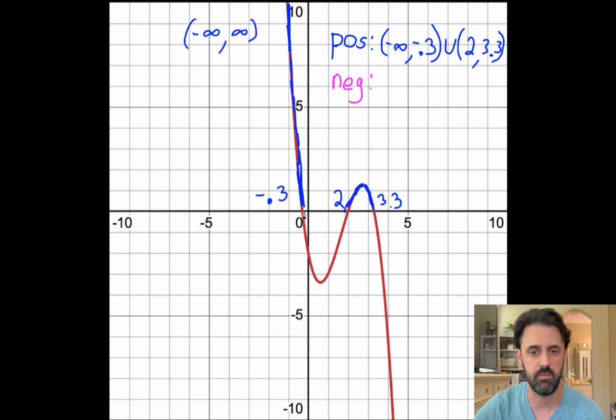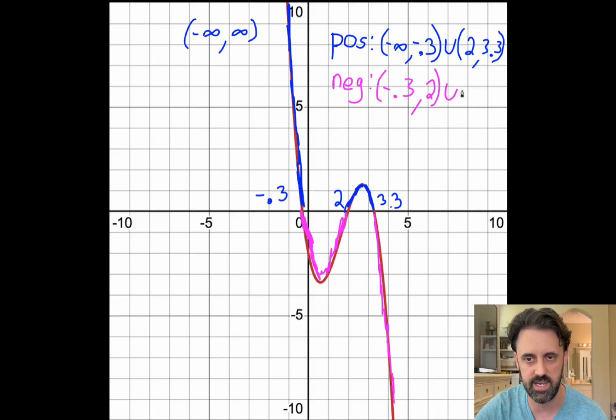Now, when is this graph negative? Well, that's when it's below the x-axis. So I'm going to highlight that in pink here. So that would be this portion of the graph. And then down here would be our last portion of the graph. All right, so the intervals where this is negative, let's see, the first x-coordinate where it starts being negative is that negative 0.3. And then the end of that interval would be x equals 2.